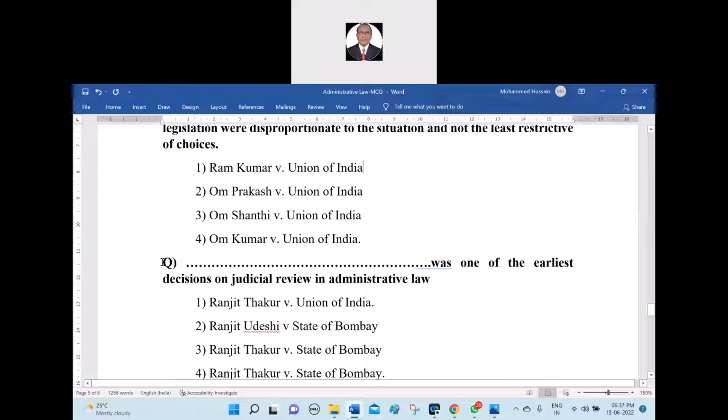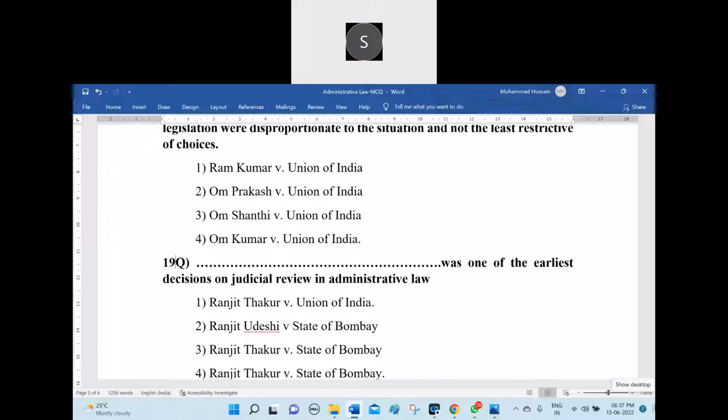Now can anyone unmute and read 19th question? Read. Dash was one of the earliest decisions on judicial review in administrative law. Options: Ranjit Thakur versus Union of India, Ranjit Udeshi versus State of Bombay, Ranjit Thakur versus State of Bombay, Ranjit Thakur versus State of Bombay.